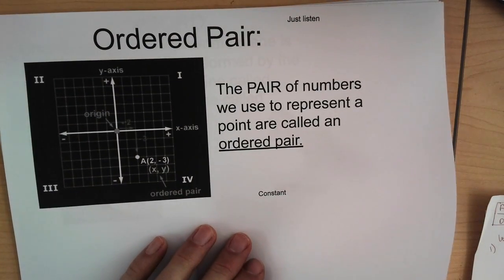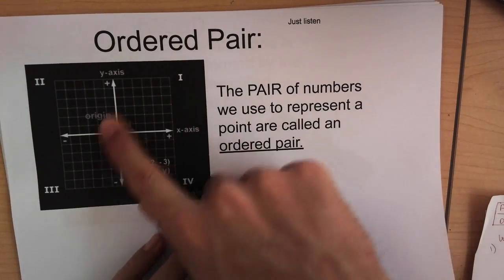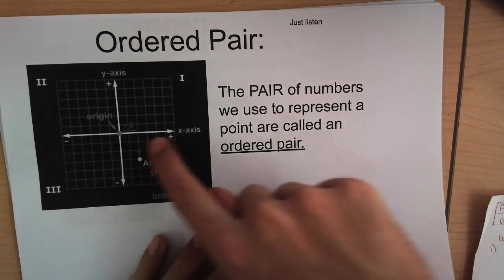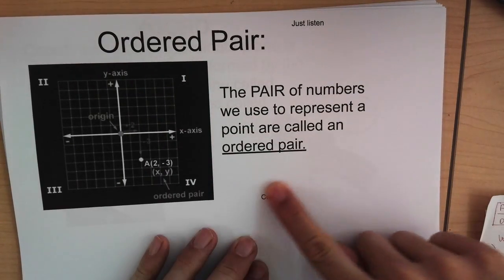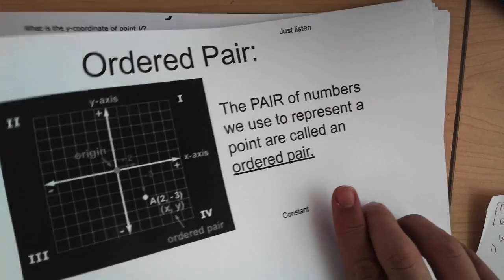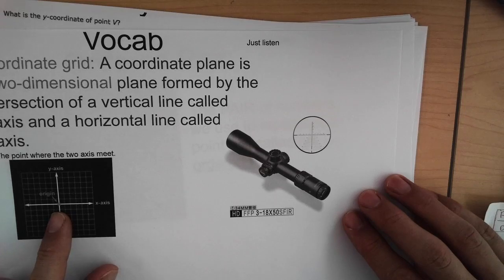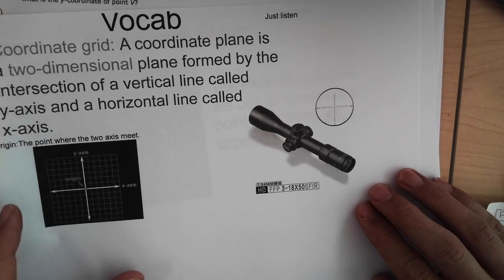Some vocabulary. This is a coordinate plane here. This is the x-axis, this is the y-axis. A pair of numbers that represents a point is called an ordered pair. The spot in the middle is called the origin, and that's where we'll start when we graph.